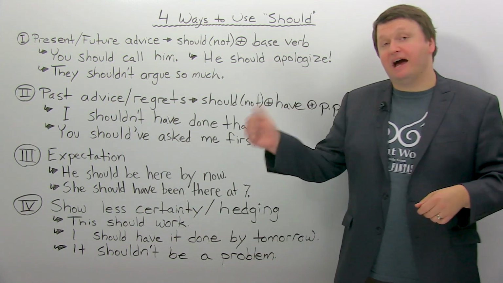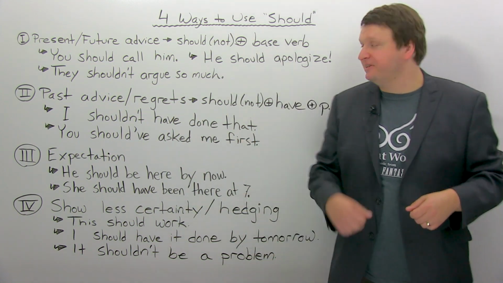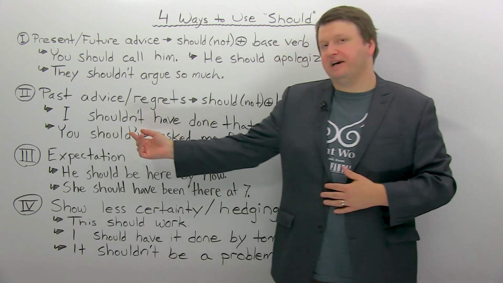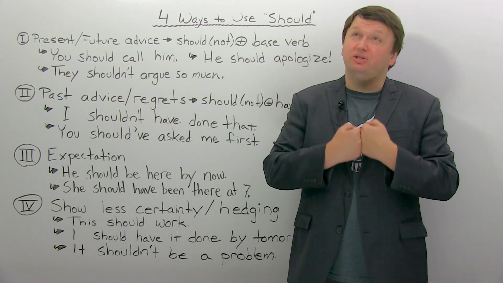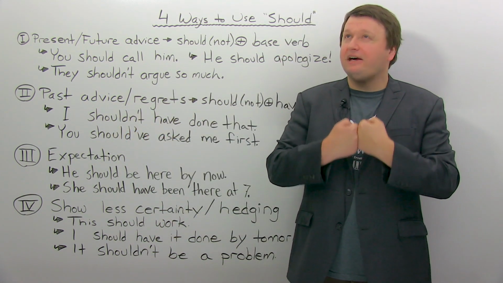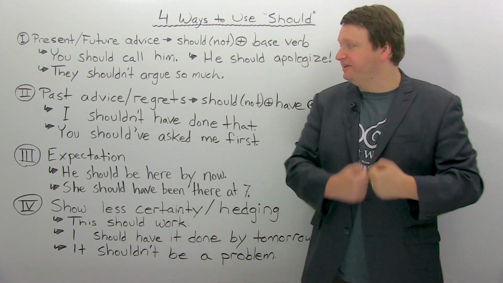Okay, so that's for past advice or past regrets. And here again, if you're using I, usually it's for regret. I should have done something. I shouldn't have done something.